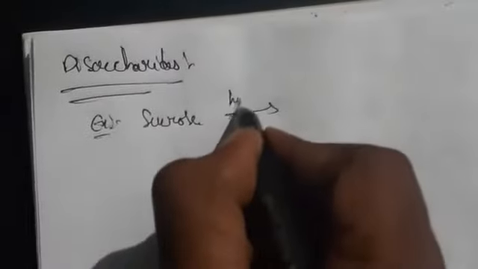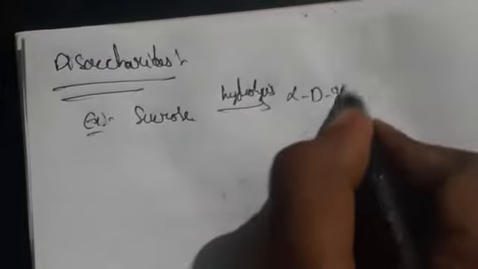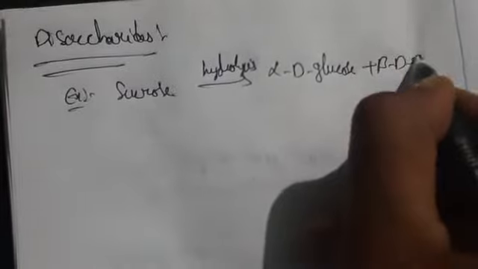Disaccharides: when you do hydrolysis, they give 2 monosaccharides. What are the 2 monosaccharides? Sucrose on hydrolysis gives alpha D-glucose and beta D-fructose.